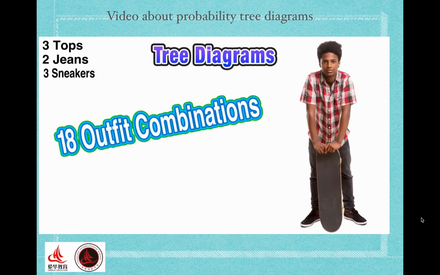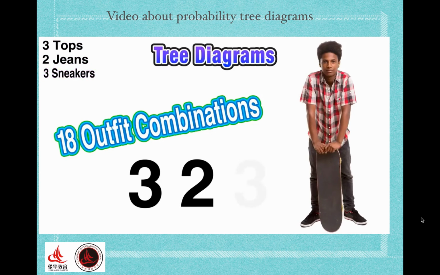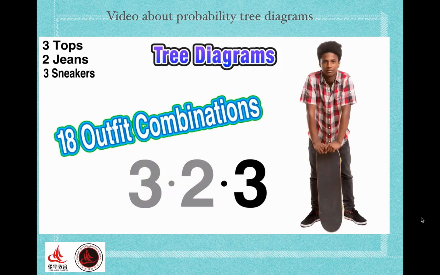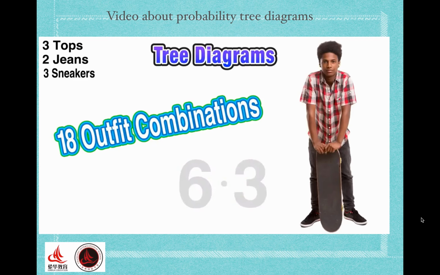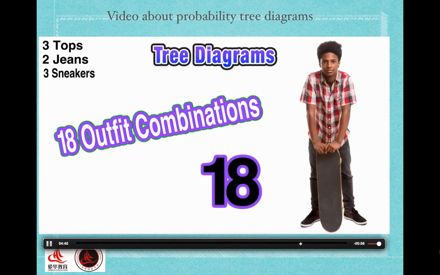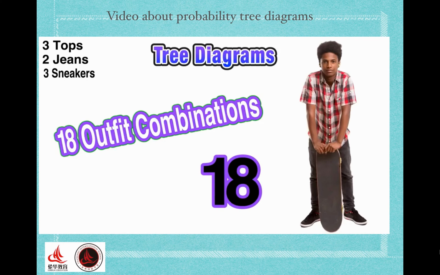constructing a tree diagram. Notice if we take 3, the total number of tops, 2, the total number of jean choices, and 3, the total number of sneakers, and multiply those 3 values together, 3 times 2 times 3, okay? We know that 3 times 2 is just 6, and 6 times 3 is equal to 18, which was the total number of outfit combinations that we found by using the tree diagram.